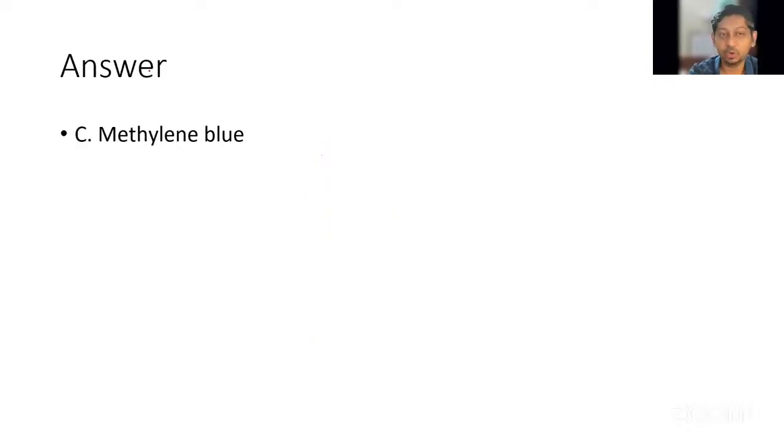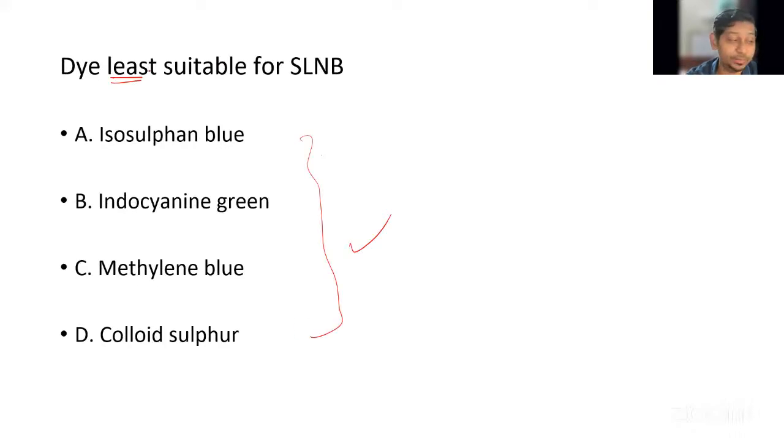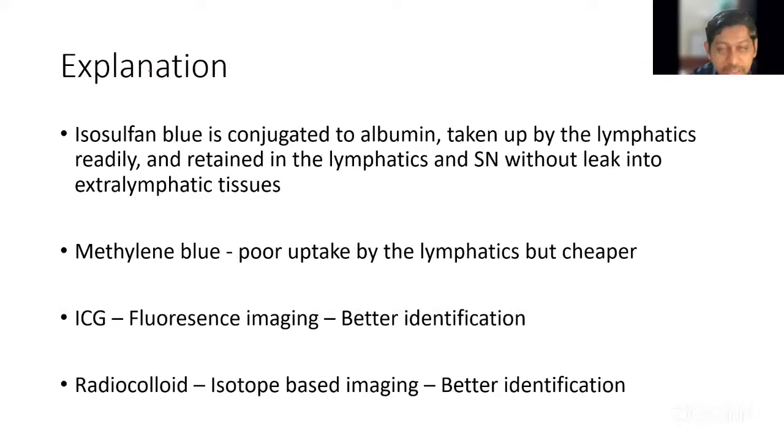So I have tried to look up some literature for you. The answer here is methylene blue. Now remember, methylene blue is something that we commonly use for sentinel lymph node biopsy. However, they're not asking what is the least used, but what is least suitable for SLNB. So I have my reasons for this, and I'm going to tell you that. Isosulfan blue and methylene blue belong to the group of substances known as vital dyes. Isosulfan blue specifically is taken up by the lymphatics because it is conjugated to albumin, and it is retained within the lymphatics and the sentinel lymph node. So there is less leak into extra-lymphatic tissue.